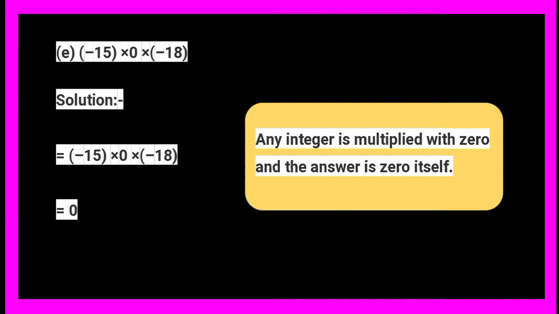Next is minus 15 multiplied by 0 multiplied by minus 18. Here we have both integers negative, but one 0 is also there in multiplication. And we know that whenever an integer is multiplied with 0, then we always get the answer 0 itself. So here we get the answer of this multiplication 0.